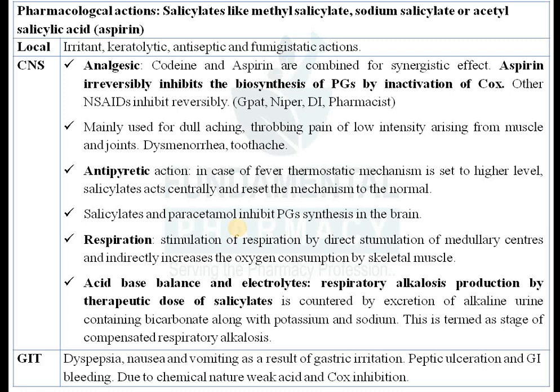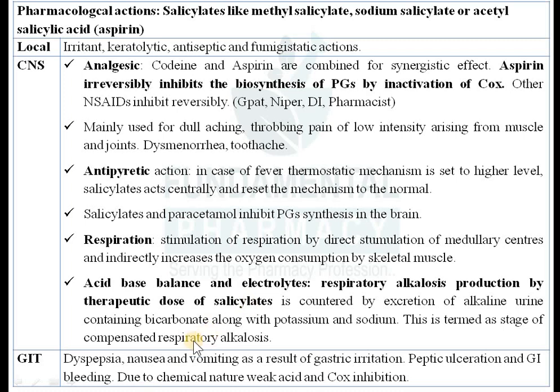Metabolic acidosis means it will increase the acid level in the body, and respiratory alkalosis means the respiratory carbon dioxide level will increase. Respiratory alkalosis and metabolic acidosis will occur. Remember, metabolic acidosis caused by aspirin can be counteracted by giving carbonate ions. What is the action on the gastrointestinal tract?